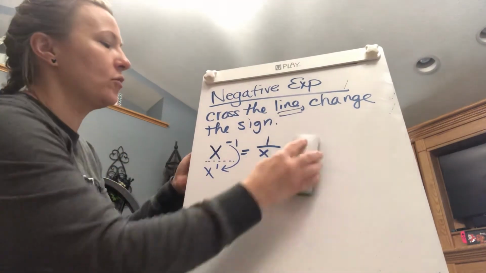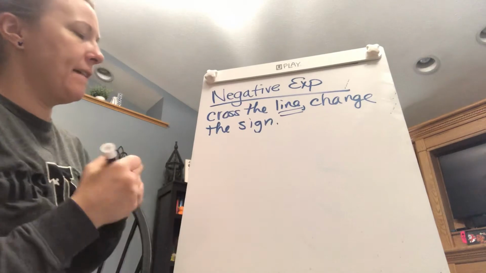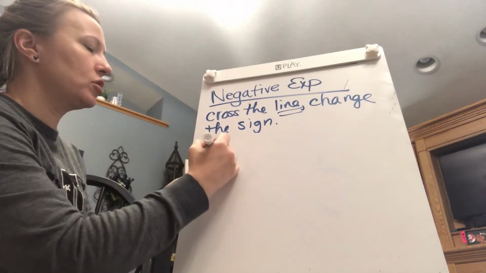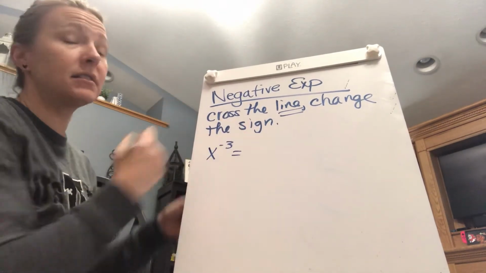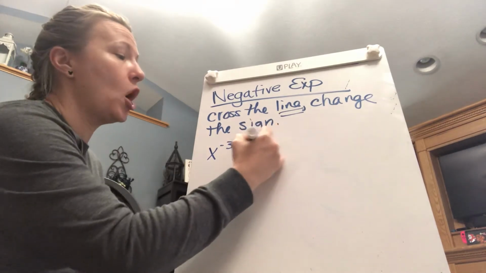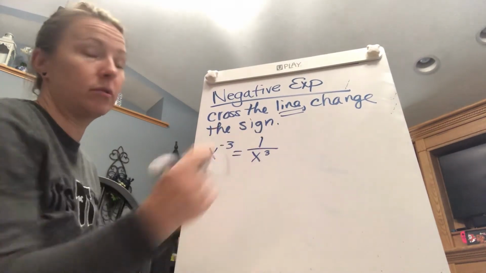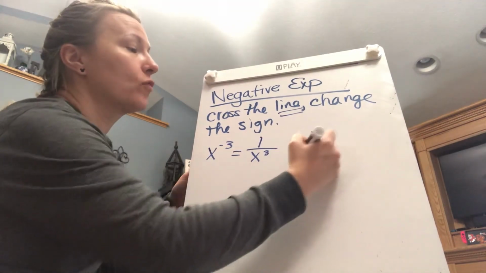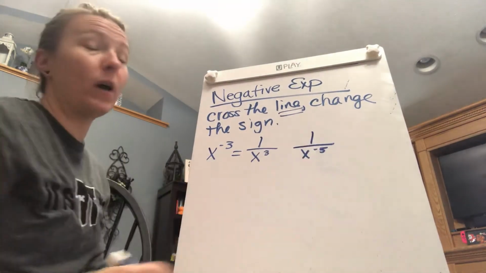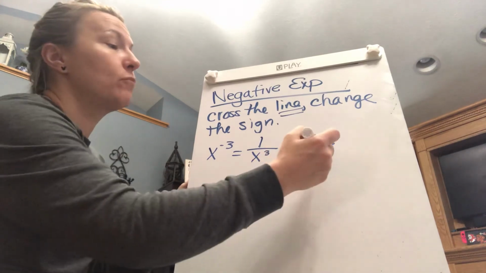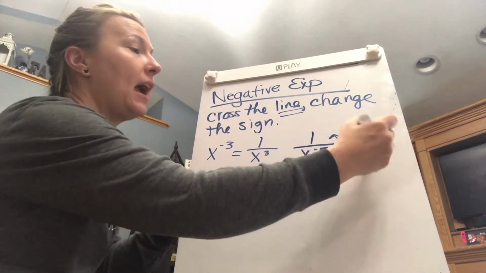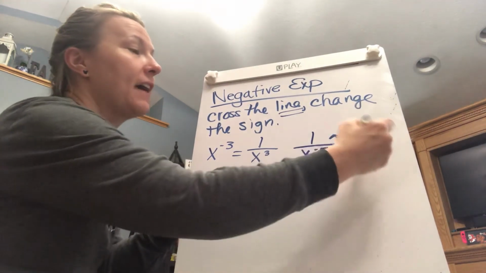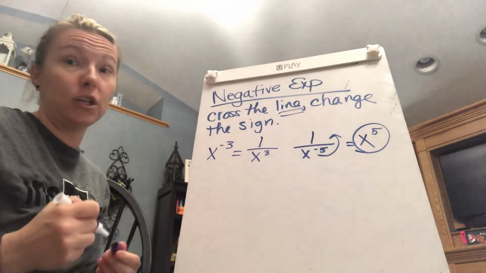So let's do another one. Let's say you have x to the negative 3. X to the negative 3 is the same as 1 over x to the 3rd. Okay, let's do the opposite. What if I have 1 over x to the negative 5? Well, I don't want negative exponents, so I move this up, and that gives me x to the positive 5. So you're just going to cross the line, change the sign.